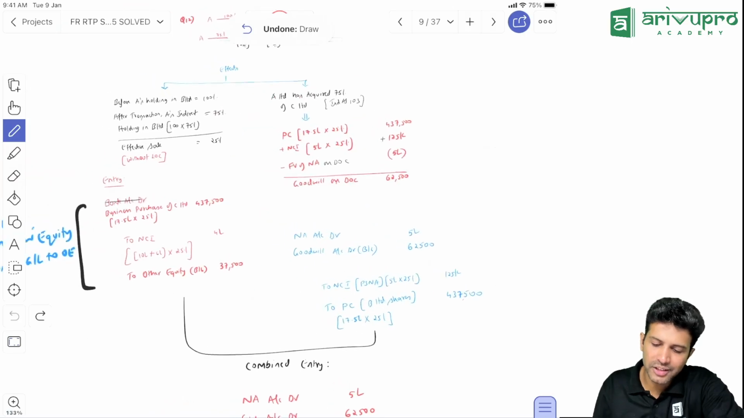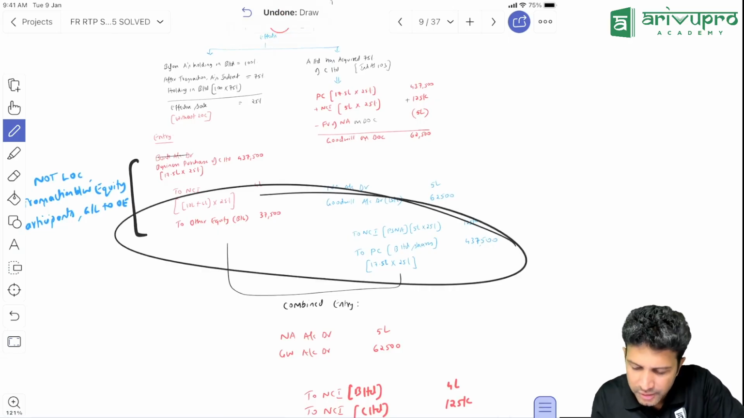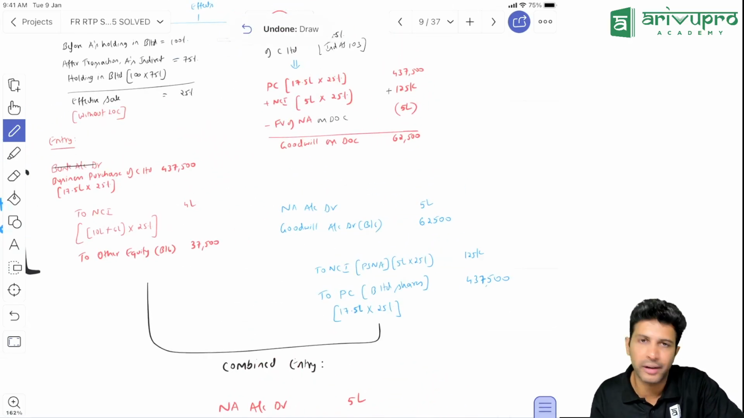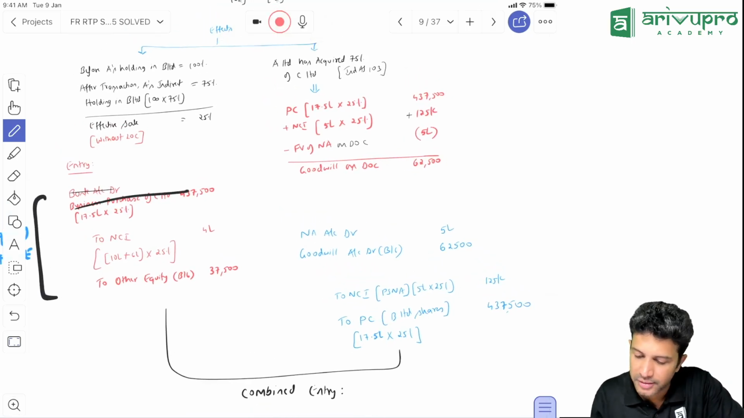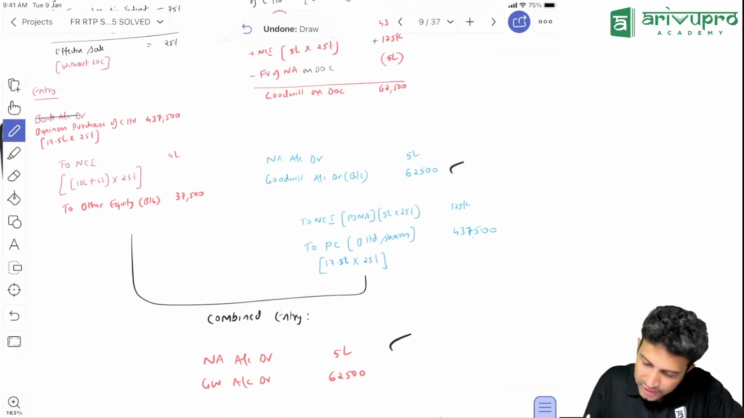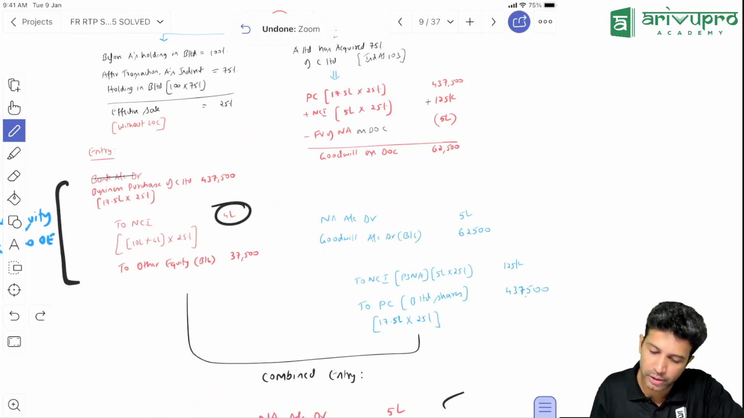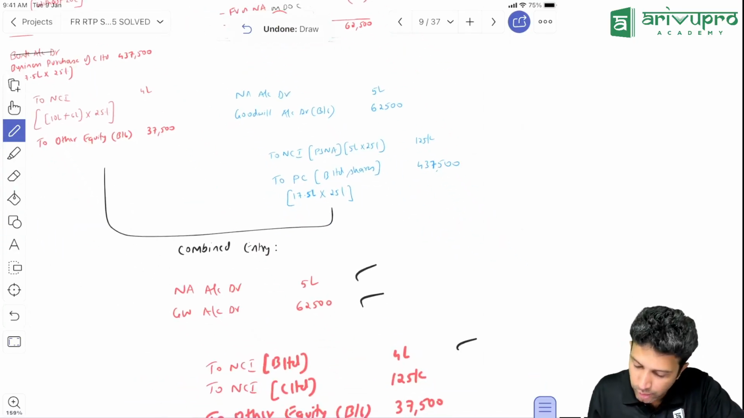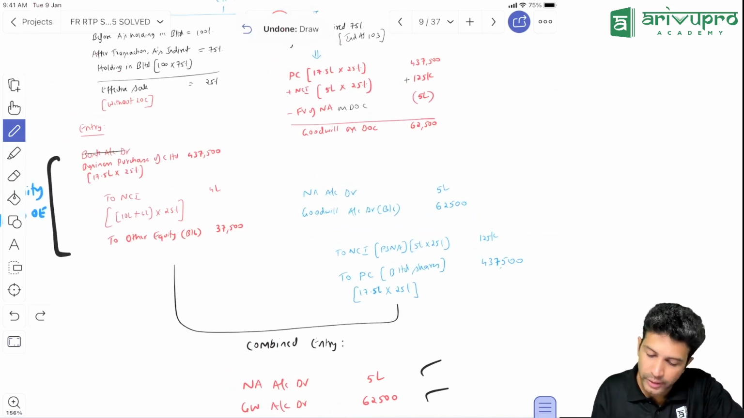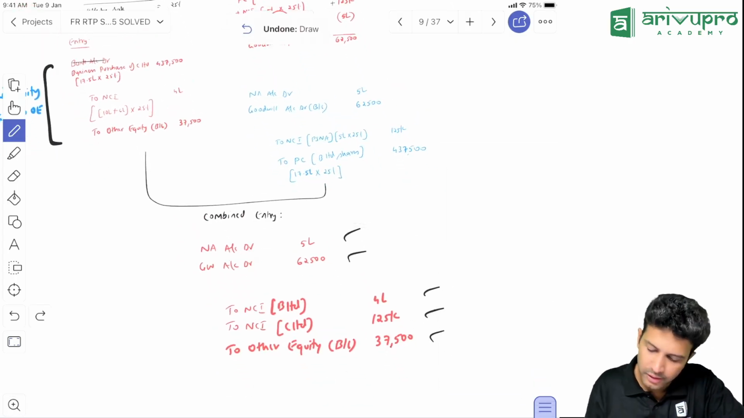Now in the solution, what ICAI has done is that they've asked these two separately, but the entries they've combined and passed as one entry. Now when you do a combined entry, what will happen? This 437 debit and 437 credit get eliminated. Correct? All right. Then what remains? If you check, net assets debit 5 lakh will remain. Goodwill debit 60,500 will remain. NCI credit here 4 lakh, NCI credit here 1,25,000. Two NCIs will come, one for B and one for C, 4 lakh and 1,25,000. Then other equity 37,500. That's it. They have done a compound entry and passed this particular scenario.